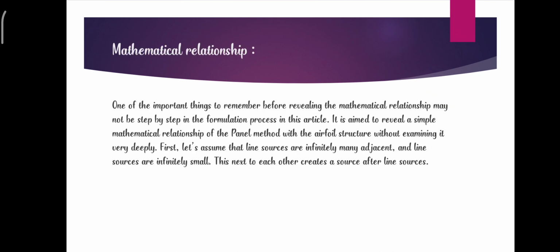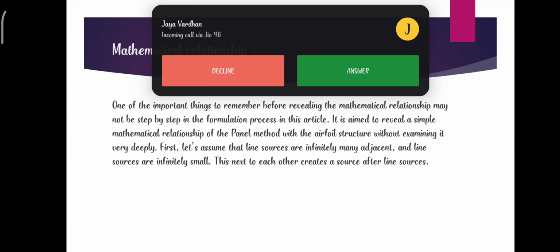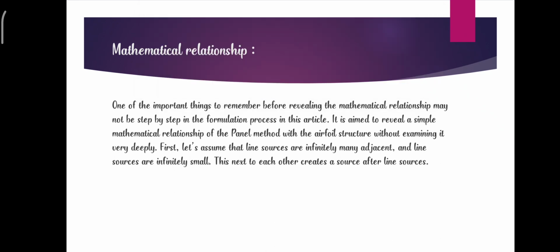Mathematical relationship in this aircraft. One of the important things to remember before leaving the mathematical relationship is the step by step formula. It is a simple mathematical reduction of a panel method for the airfoil structure. The first assumption is that the line is infinitely small, and this creates the assurance of the line.